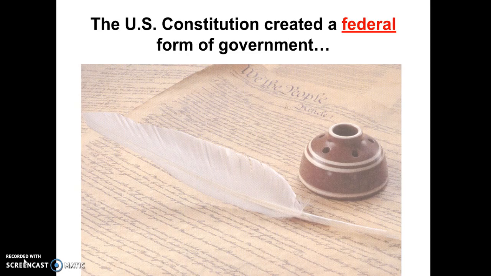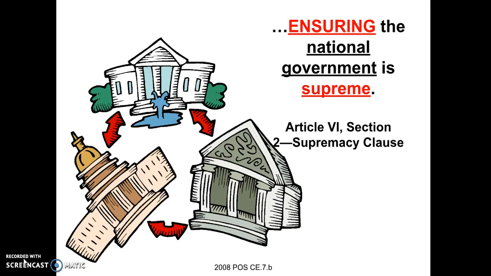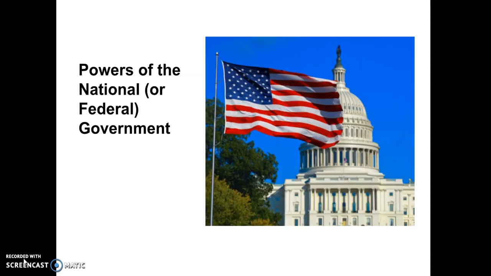More about federalism. The U.S. Constitution created a federal form of government, as we said, ensuring the national government is supreme. Article 6, Section 2 of the Constitution is the Supremacy Clause. Remember, we talked about this before with Little Eddie Jackson stopped a super rat. Well, that super is referring to the Supremacy Clause, saying that national laws are more powerful than the state laws. The U.S. Constitution is more powerful than the Virginia Constitution.